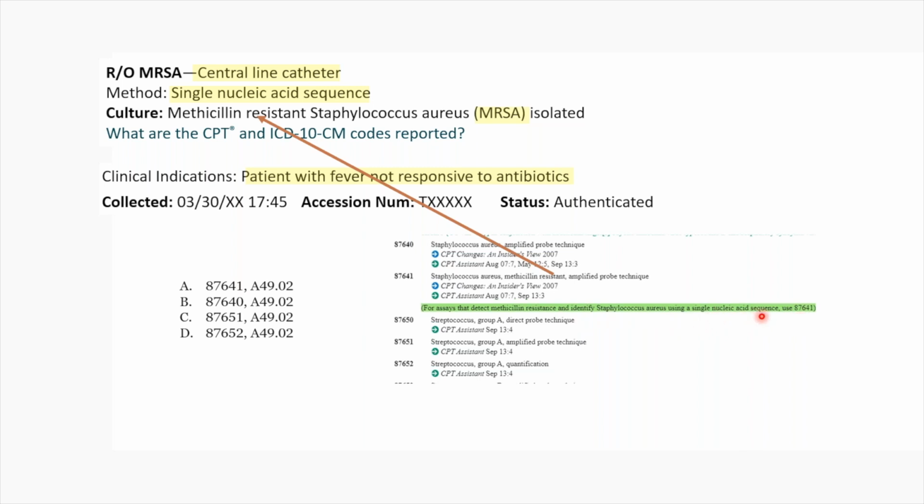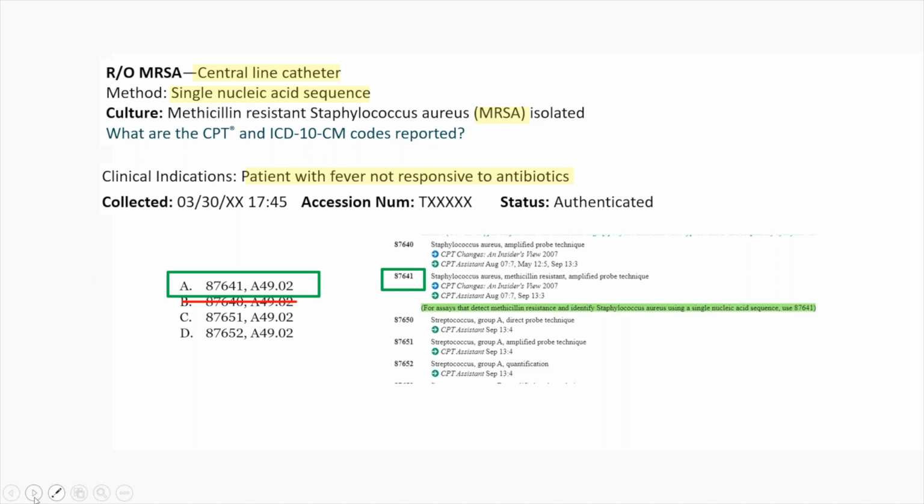So single nucleic acid is the technique which is used. You can see here, method used is single nucleic acid sequence. So this covers all the keywords which we have, and the correct answer is 87641. Let's look into the other options as well. 87640 is coding for Staphylococcus, amplified probe technique. It is just coding for a Staphylococcus. It is not coding for methicillin resistant Staphylococcus. So that's a wrong one.